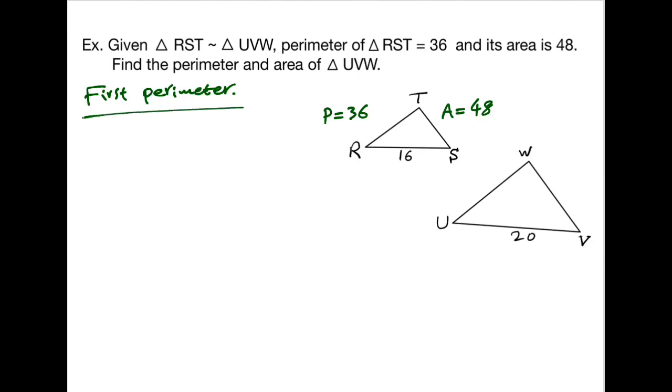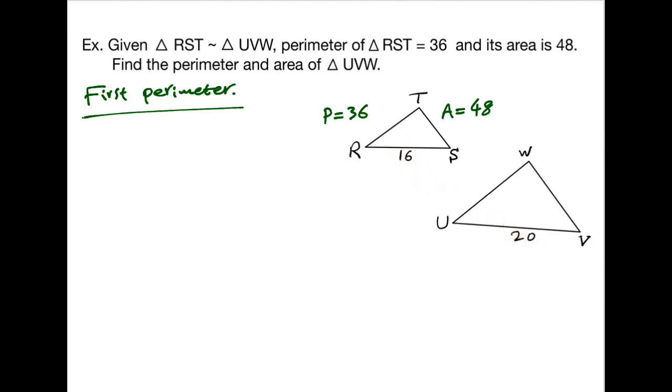Let's find the perimeter of triangle UVW. First of all, what is the similarity ratio of these two triangles? Look, RS corresponds to UV. So what is the similarity ratio? Just divide 16 by 20, and that will be the similarity ratio.